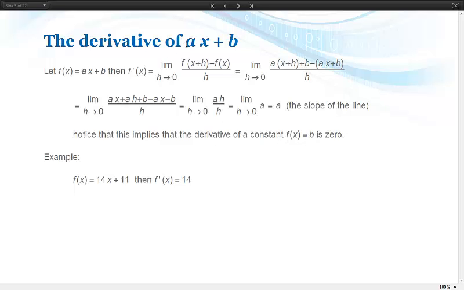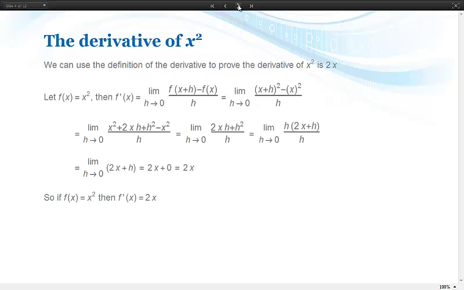So we can use this rule we just derived to compute the derivative of this linear function 14x plus 11 without any work. We know by what we proved in the general case that the derivative is 14, so we don't need to use the limit definition for lines anymore. We've proved it once and for all that the derivative is just the slope, the multiplier of x.